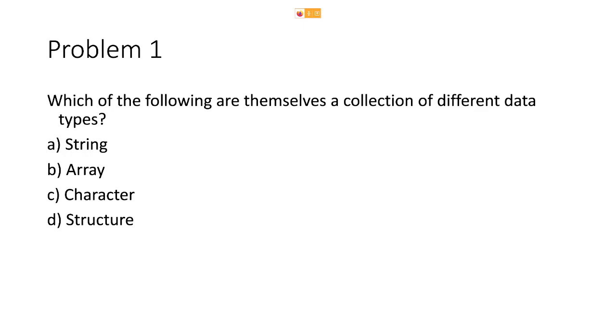The first problem is, which of the following are themselves a collection of different data types? First is string, then array, character, or structure. The correct answer is structure, because in that you can have different variables of different data types.